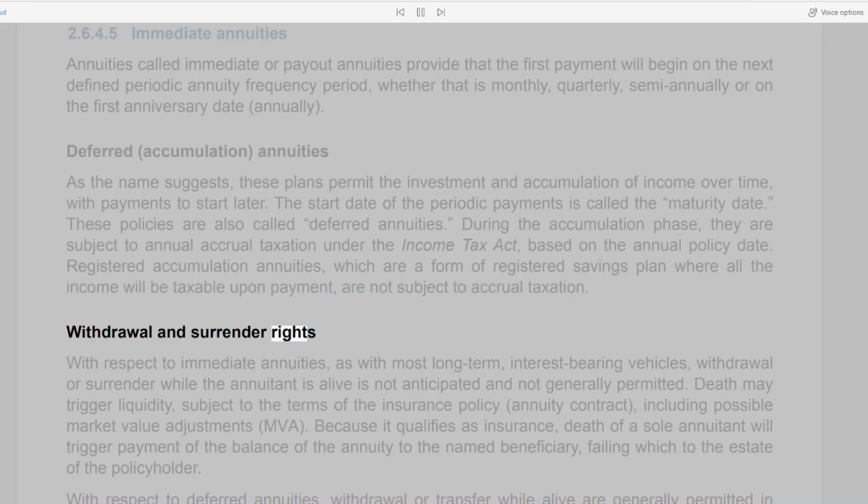Withdrawal and surrender rights. With respect to immediate annuities, as with most long-term, interest-bearing vehicles, withdrawal or surrender while the annuitant is alive is not anticipated and not generally permitted. Death may trigger liquidity, subject to the terms of the insurance policy, annuity contract, including possible market value adjustments, MVA. Because it qualifies as insurance, death of a sole annuitant will trigger payment of the balance of the annuity to the named beneficiary, failing which to the estate of the policyholder.